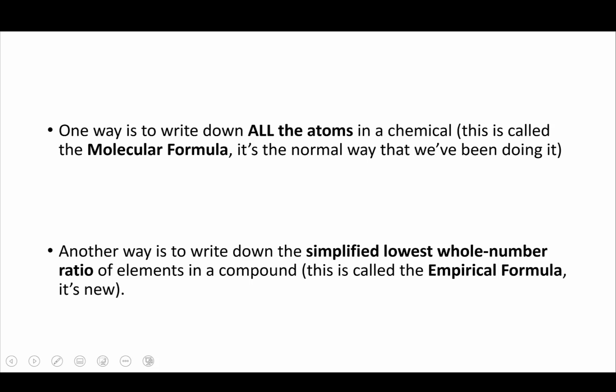So when we're writing down a molecule, one way to do it, which is what we've been doing, the normal way of writing down a molecule, is by writing down every single atom involved. It's called the molecular formula. So the molecular formula of a chemical might be like C3H6O3. That would be a molecular formula if this molecule had 3 carbons, 6 hydrogens, and 3 oxygens.